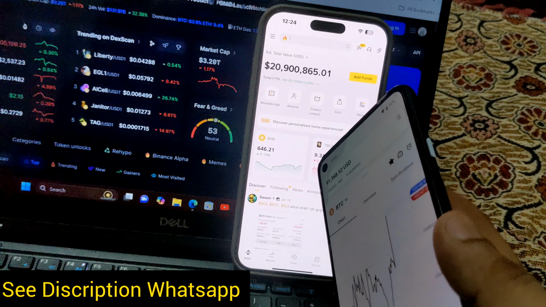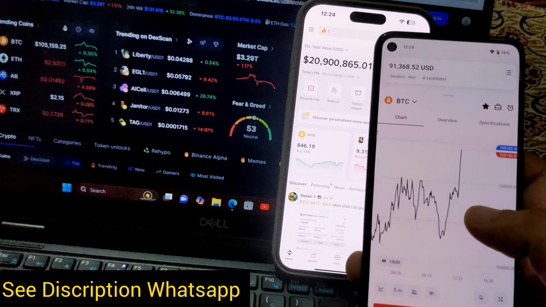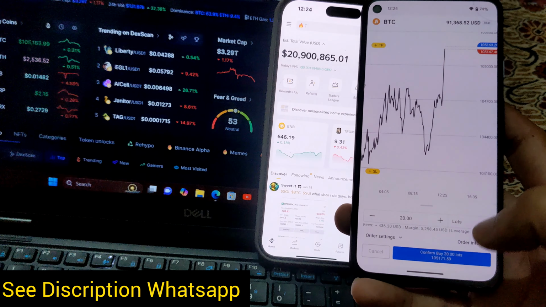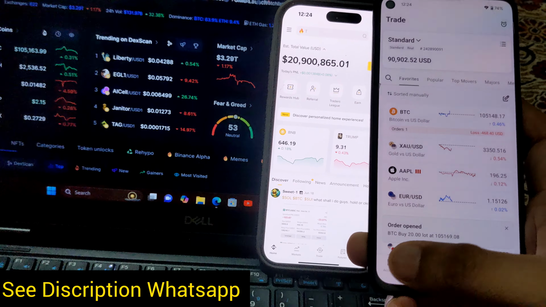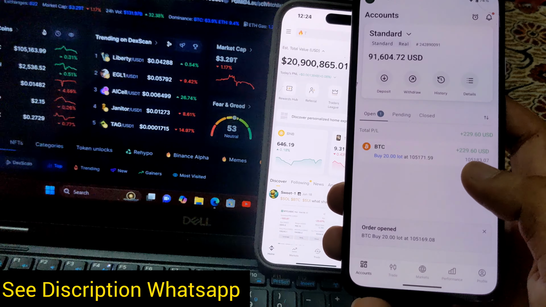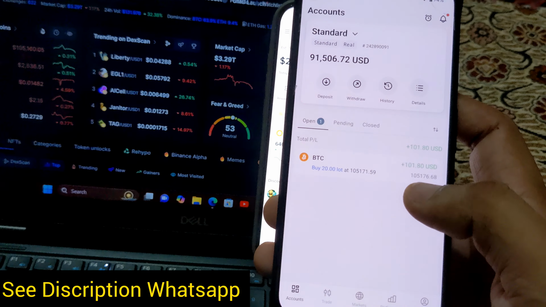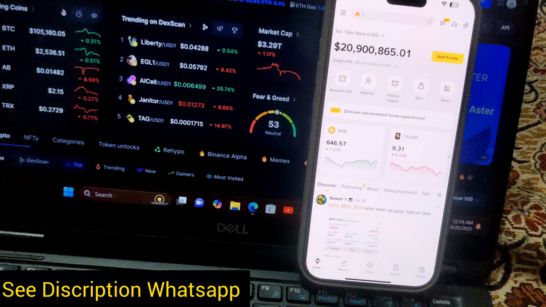This is my Binance account. 20 million I have right now in my Binance. Okay, see this. Bitcoin. I will buy 20 lots. Then see this. Live trading. I am a real and transparent person. You see the description and check my WhatsApp number.